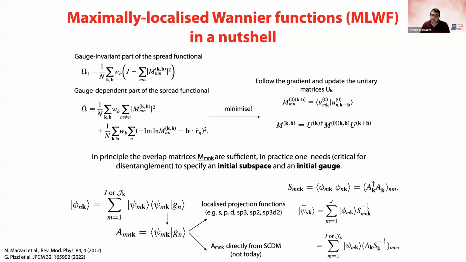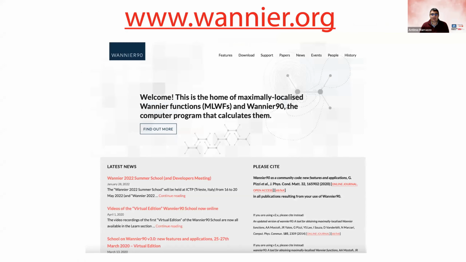But as Giovanni has mentioned, these days there are other options, and in particular there is this SCDM method that we will not discuss today, but it's good that you know that it exists and it's freely available in the latest version of the code, where you don't need to think too much about the chemistry of your problem, but you just turn on a flag and you employ this SCDM method, which is based essentially on linear algebra operations, okay? So you need these overlap matrices, M_mn(k), you need this projection matrix, A_mn(k), and then you can Wannierize.